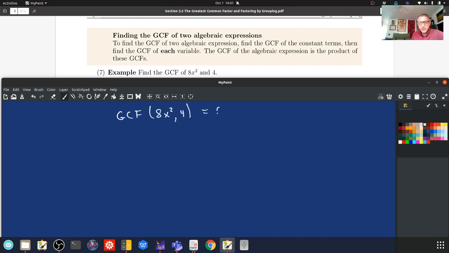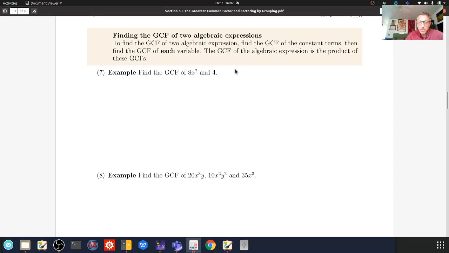Well, that's equal to the GCF of 8 and 4 times the GCF of x squared. Well, 4 doesn't have an x term. So if it doesn't have an x term, you could either write x to the 0th, which is 1, or you can just skip it altogether. It's just the GCF of 8 and 4. The smaller of the two divides the larger. So I know the answer is no greater than 4, but always greater than or equal to 1. And in this case, since 4 divides 8, it's 4. So that's the GCF of those two terms.